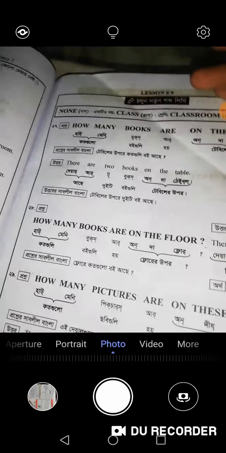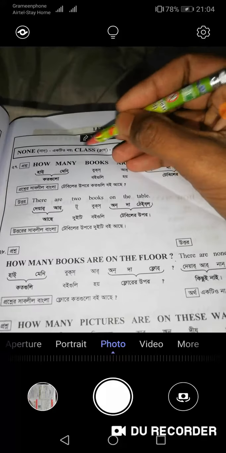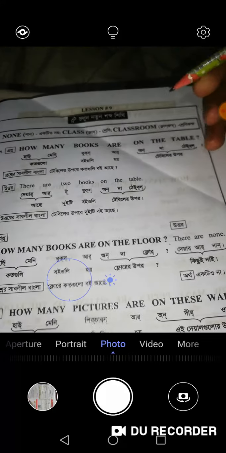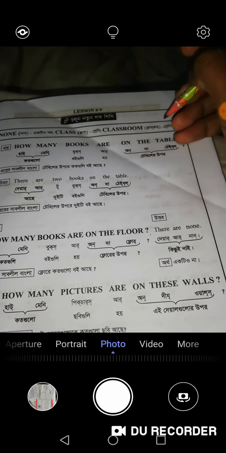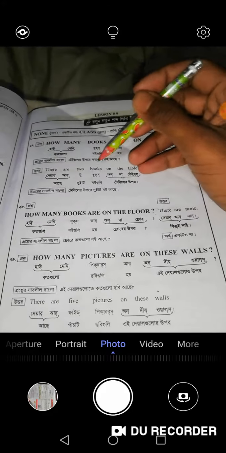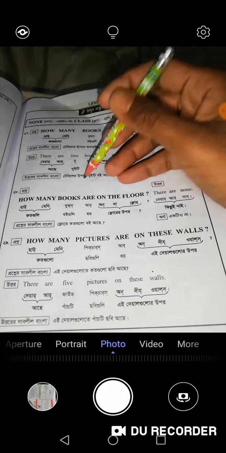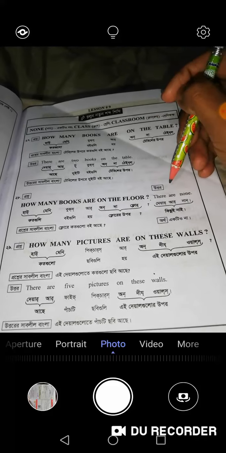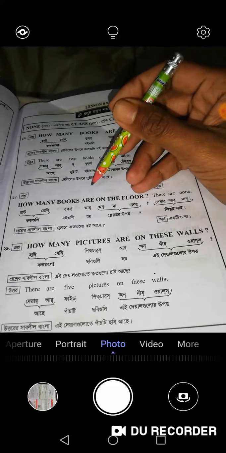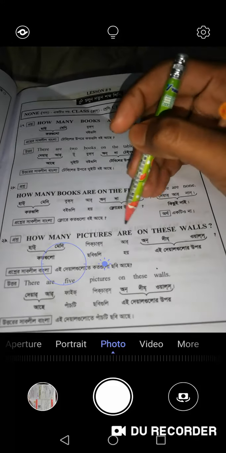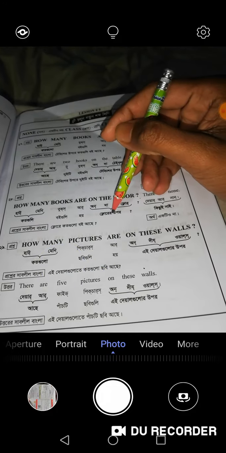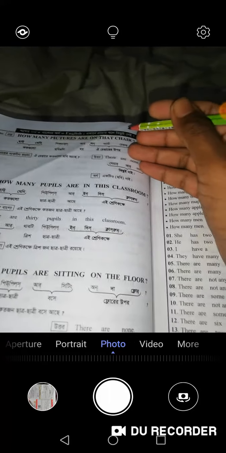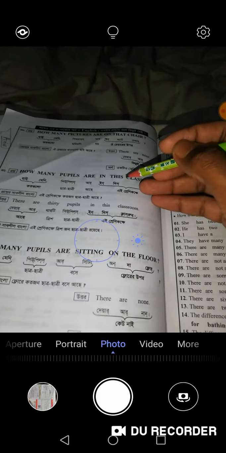Okay, time is okay. None, class, classroom. How many books are on the table? There are two books on the table. How many books are on the floor? There are none. How many pictures are on this wall? There are five pictures on the wall. How many pictures are on that chair? There are none.